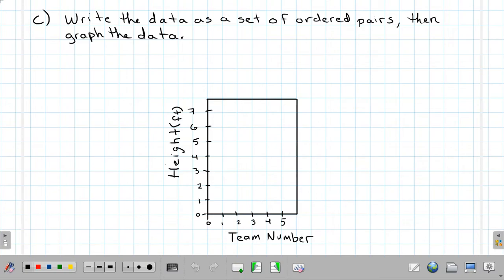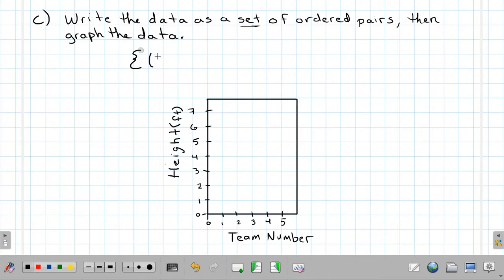Now, part C, if we've got the table and we've got the domain and range, the graph should be pretty easy. But first off, we need to write this. So let's read the whole question here. Write the data as a set of ordered pairs, then graph the data. Once again, we see this word set. So if we see this word set, we know we're dealing with a relation or domain and range. So we have to use braces. Let me draw a better set of braces here. So what are all the ordered pairs? Well, the ordered pairs are given by the table, the columns or the rows in the table.